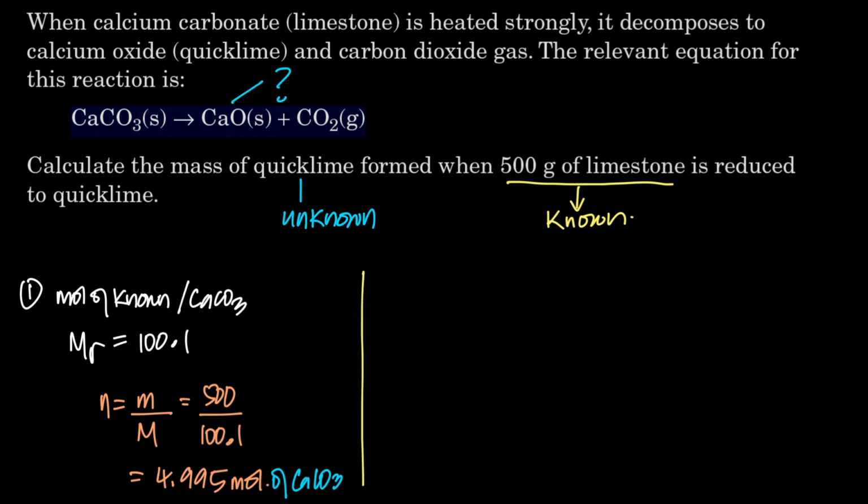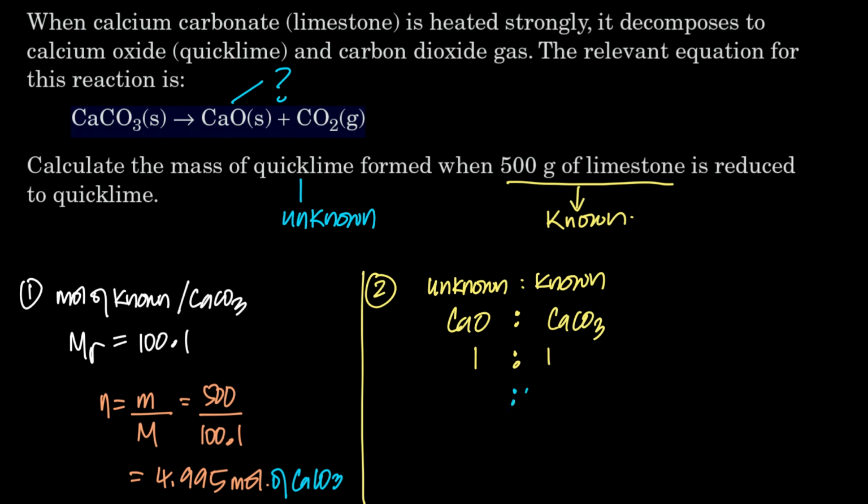Then the second step is using the ratio between the unknown and the known, or known and the unknown, whichever one you want to write first. Calcium oxide is the unknown, and calcium carbonate is the known, and the coefficients are 1:1, which means that if this is 4.995, then calcium oxide is also 4.995 moles.